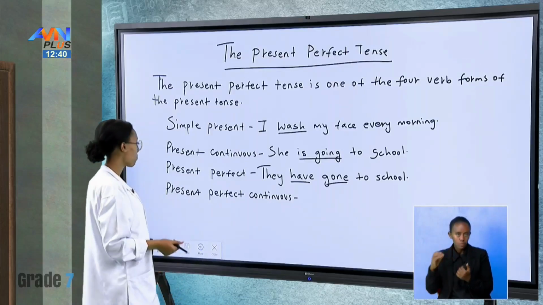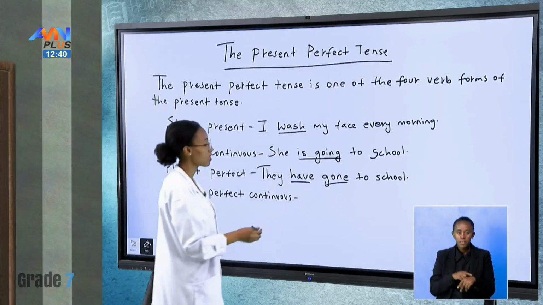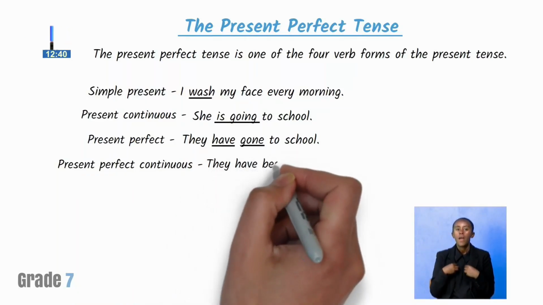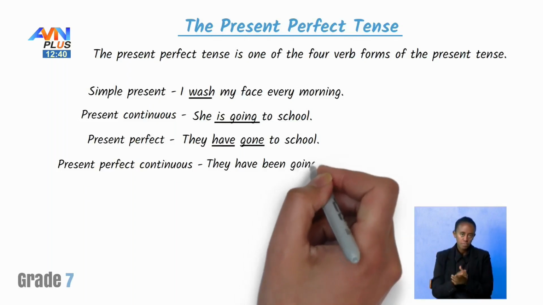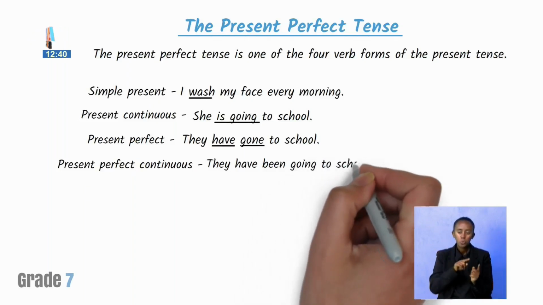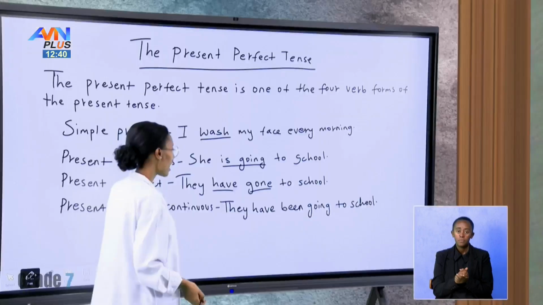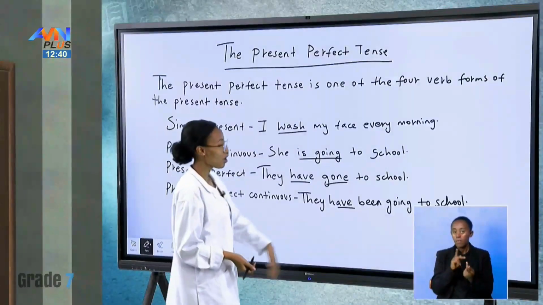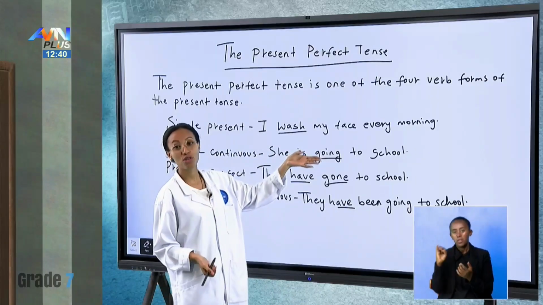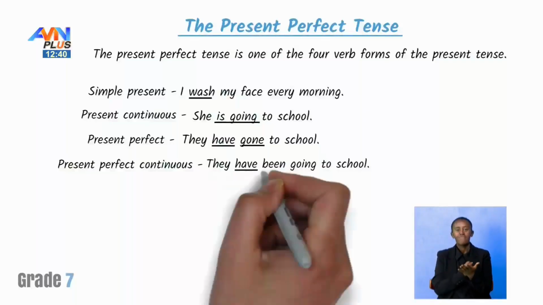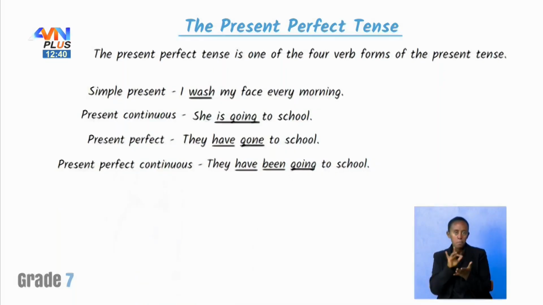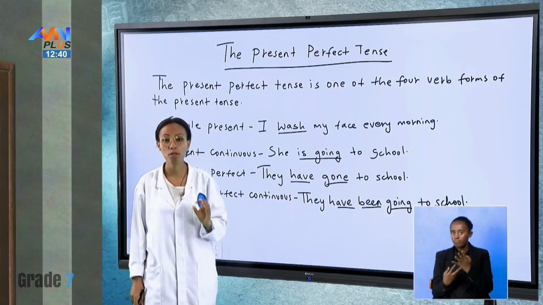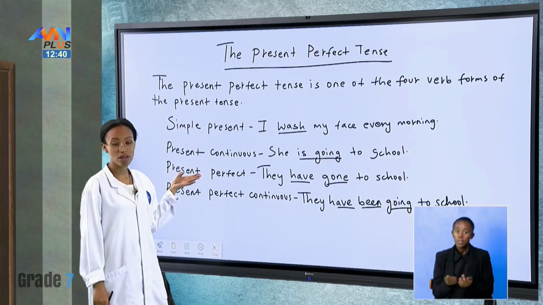And finally, we have the present perfect continuous. They have been going to school. So in this case, we have, again, the auxiliary verb. We have taken that from the perfect, and we have taken the ing or the continuous form of the verb, and we also have added been in the middle. That is how we form the present perfect continuous. And these are the four forms of the present tense. And today our focus is going to be on the present perfect.